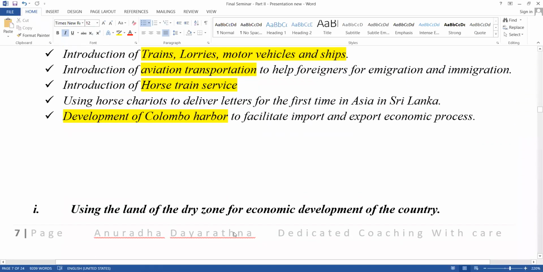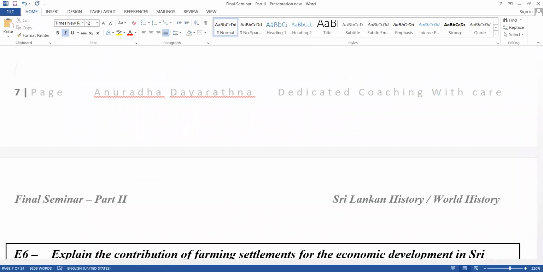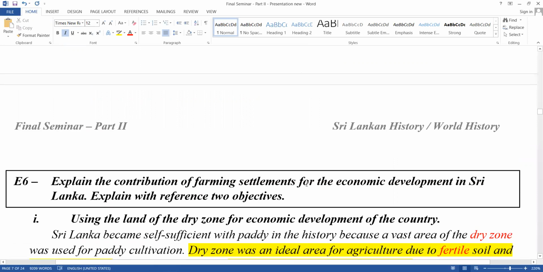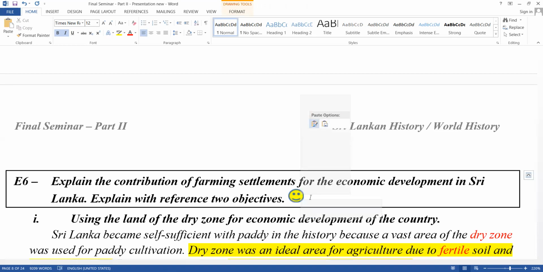Right. So then we'll go to this question. Very important. Explain the contribution of farming settlements to economic development. You have to explain 3 points, right? Important. Okay. What are farming settlements?